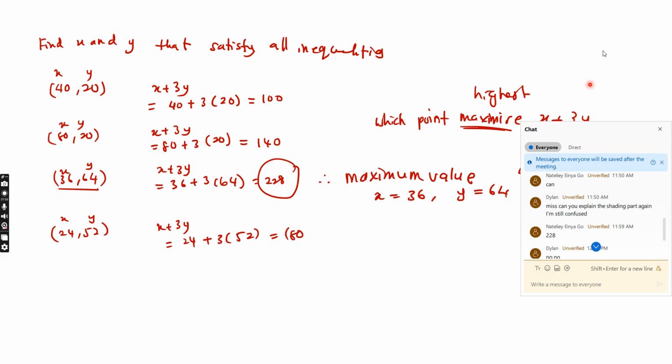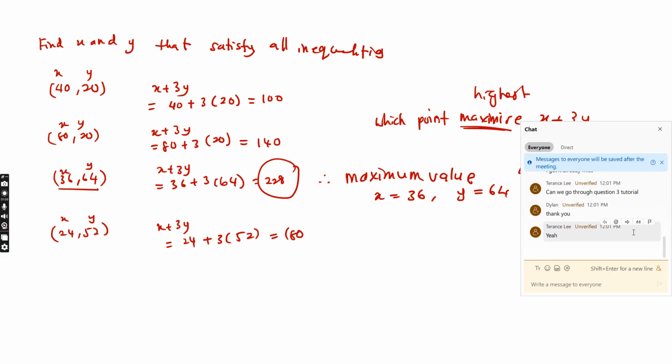Can we go through question 3 tutorial? For linear programming, is it? Okay, wait.